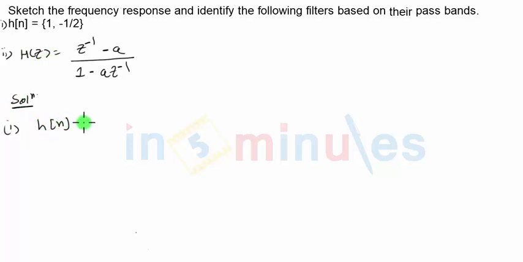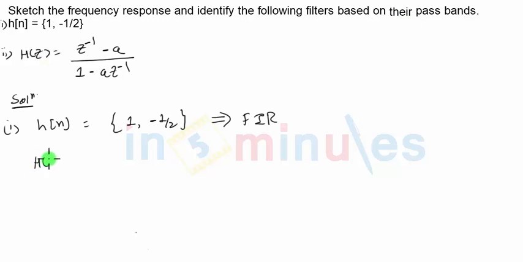First, we will consider h of n. You can see that the length of h of n is 2 because there are only two samples. So it's nothing but a finite impulse response, that means an FIR filter. Which doesn't matter, because we can have FIR as well as IIR. Both the filters can be low pass, high pass, band pass, etc. So we have to first sketch the frequency response and then identify the type of the filter. To sketch the frequency response, we will require the frequency response function, which is called h of omega, which can be obtained from h of z by putting z equal to e raised to j omega.